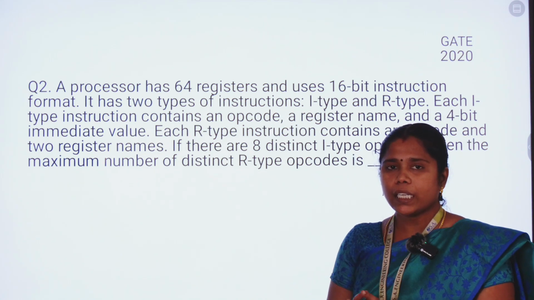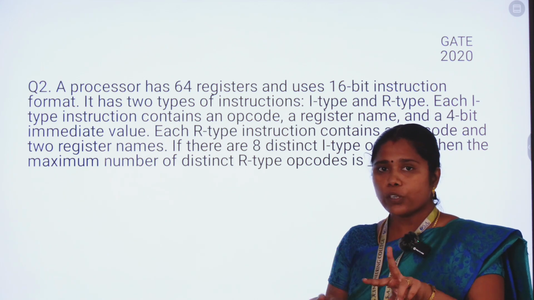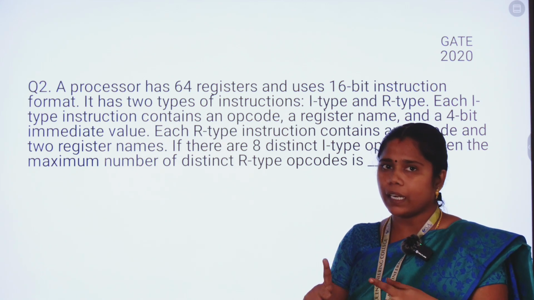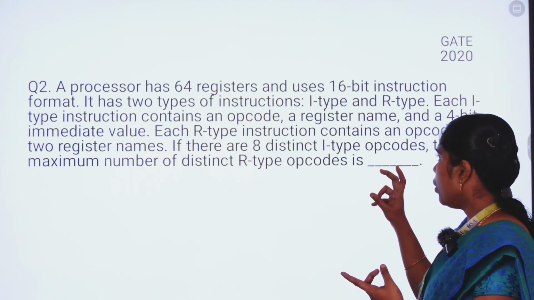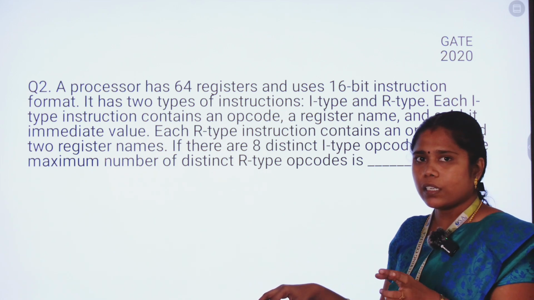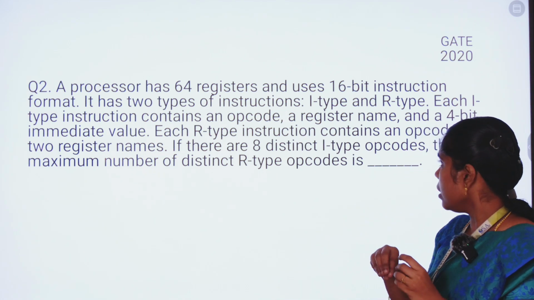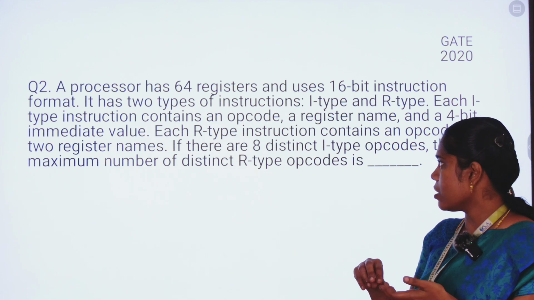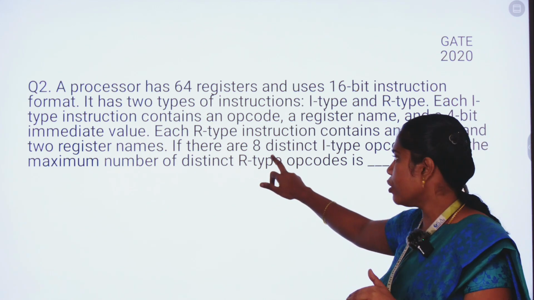So what is the given data? The instruction format is 16 bits, and there are two types of instructions, the I-type and the R-type. In the I-type instruction, you have an opcode followed by a register name and an immediate value. In the case of the R-type instruction, you have an opcode followed by two register names. They give the opcode count for the I-type instruction, that is 8 distinct values, and we are going to find the number of opcodes for the R-type.